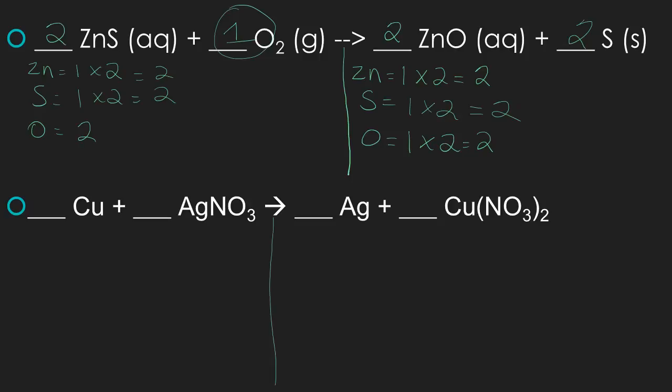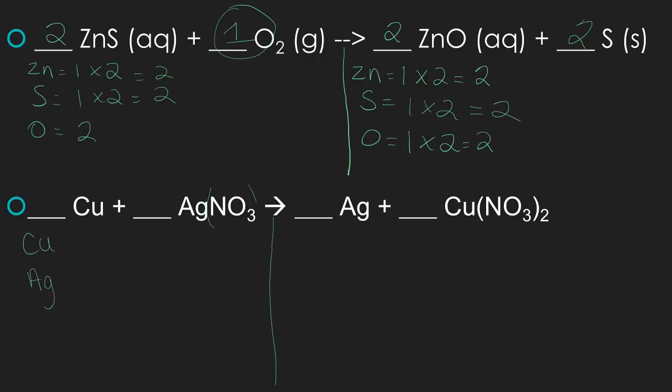I'm going to go ahead and put a line here. So this says Cu plus AgNO3 yields Ag plus CuNO3 2. Alright, so now we're going to go and list our elements. So we have a Cu and Ag.